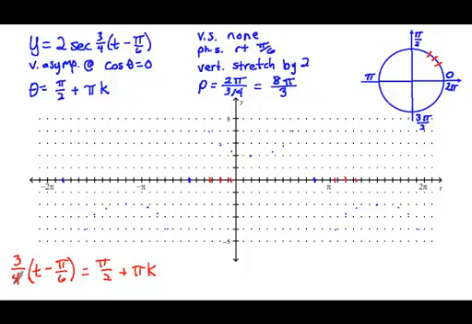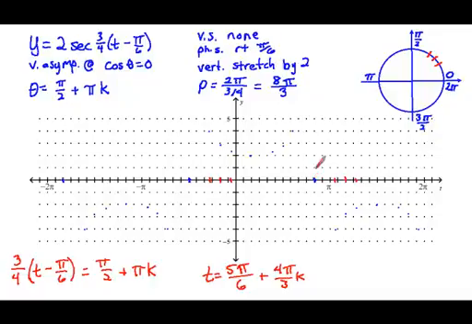To solve for t, I'm going to divide both sides of the equation by 3/4, add pi over 6 to both sides. I'm going to leave it to you to figure out if I've done my algebra correctly here, but I'm going to get 5 pi over 6 plus 4 pi over 3 times k. Remember, k can be any integer. Okay, that's where my asymptotes are going to be.